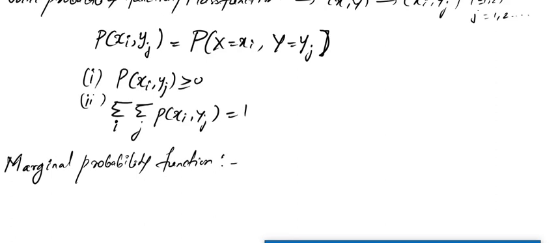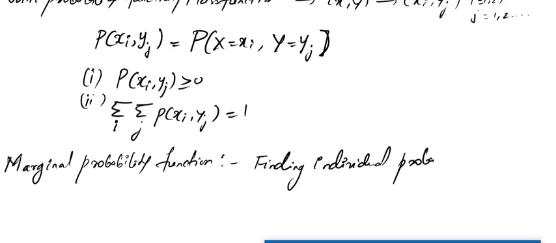Next comes the marginal probability function. This is nothing but finding the individual probability distribution, and it is called the marginal probability function. That means we have two variables here, x and y, so we are finding their marginal values.